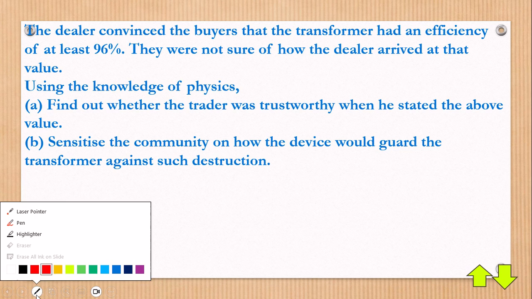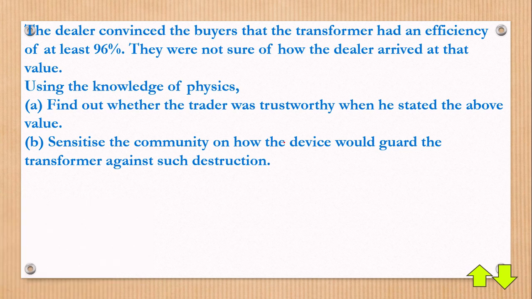Part B. Sensitize the community on how the device, a lightning conductor, would guard the transformer against such destruction. Now here they want the mode of operation of a lightning conductor. Without wasting time, let's get there. Maybe first get the writing, and then we move on. Let's first get it in little explanations, then we move on.